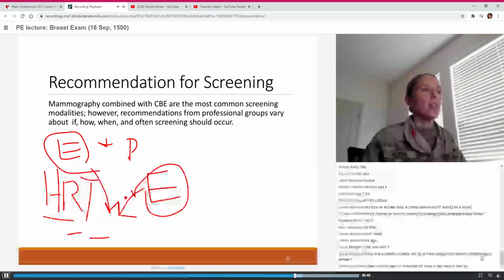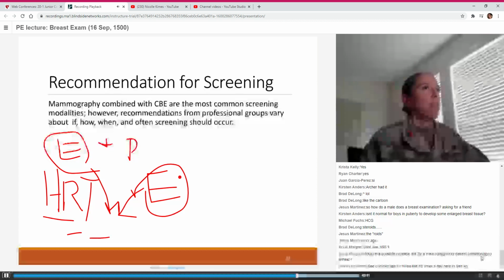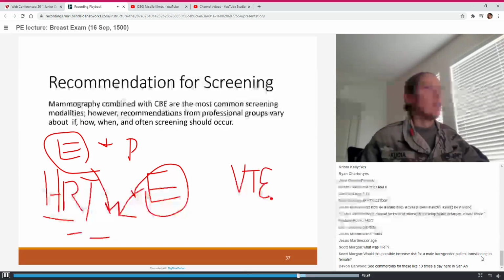Would this possibly increase risk for a male transgender patient transitioning to female, if they're taking estrogen? Probably not, because they don't have the amount of receptors. They don't have the estrogen receptors in the breast that women do. But the concern if you're giving exogenous estrogen is going to be thromboembolism.